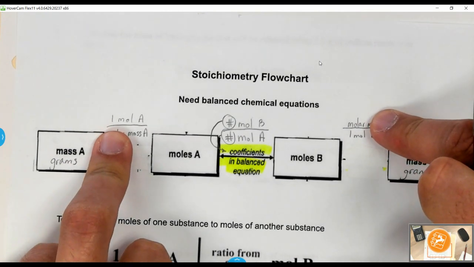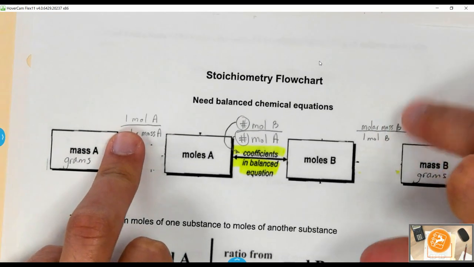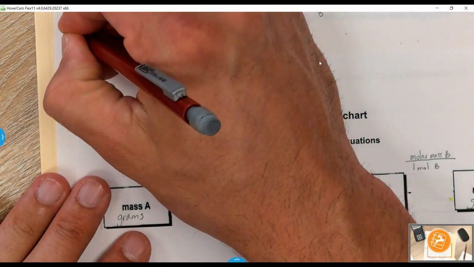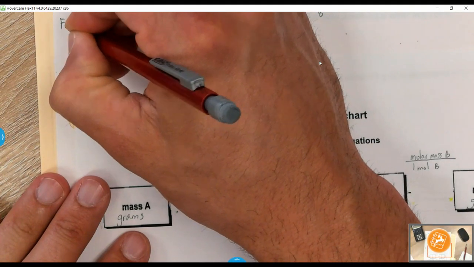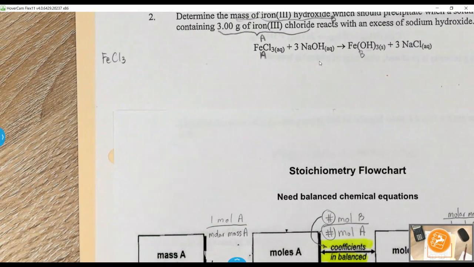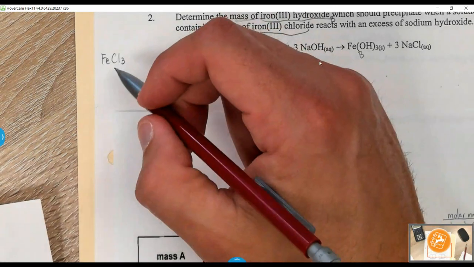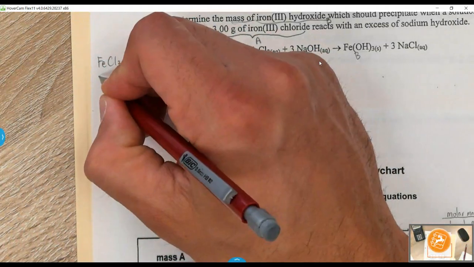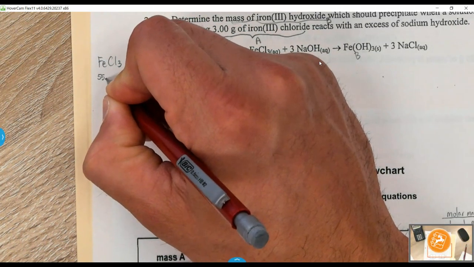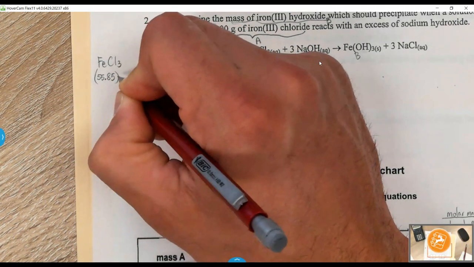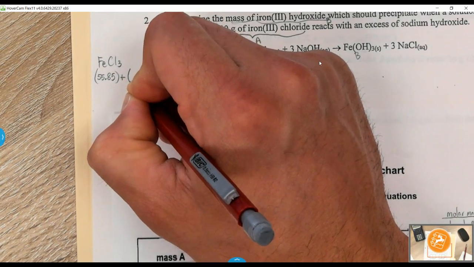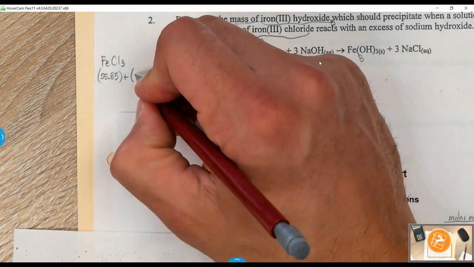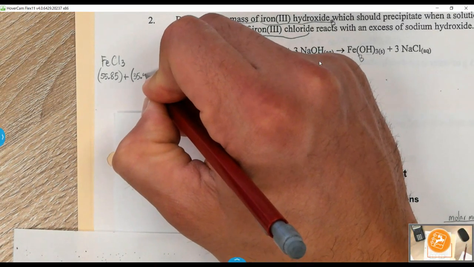I like to do that straight in the beginning. All right, get it out of the way. So that's what I'm going to do. I'm going to start off over here, FeCl3. So I have iron, which is 55.85, plus chlorine, or chloride here, 35.45.